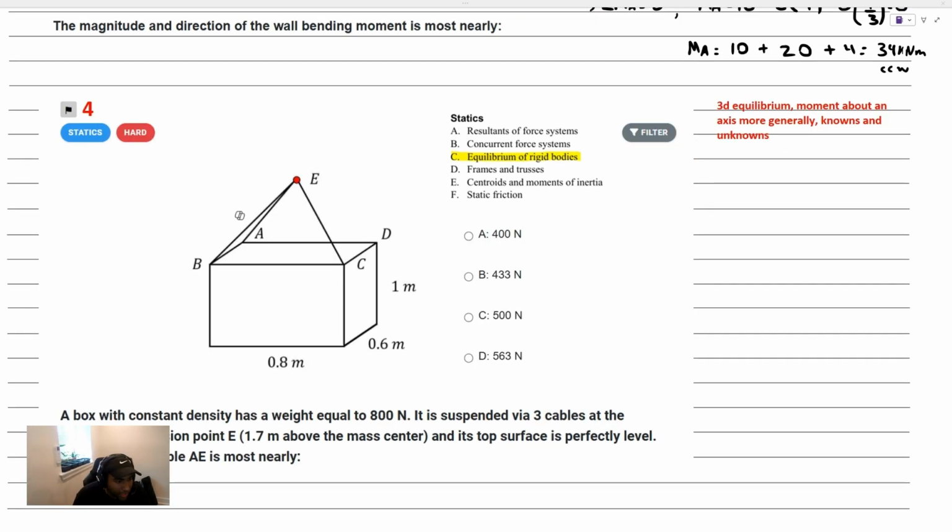All right, in this problem, we have a box with a constant density. It has a weight equal to 800 newtons, and it's suspended via 3 cables at the common suspension point E, which is 1.7 meters above the mass center. Its top surface is perfectly level. The tension in cable AE is most nearly.